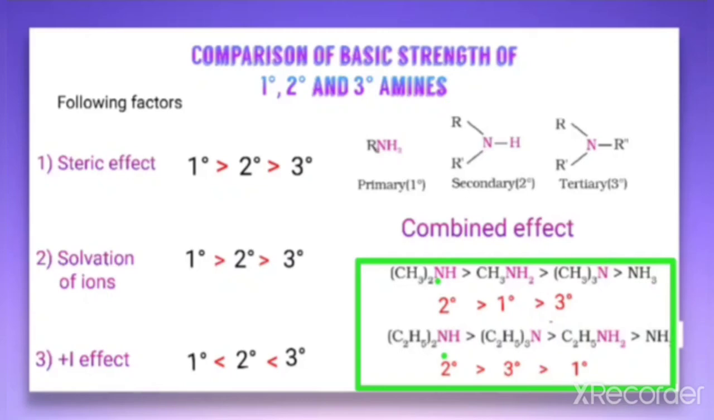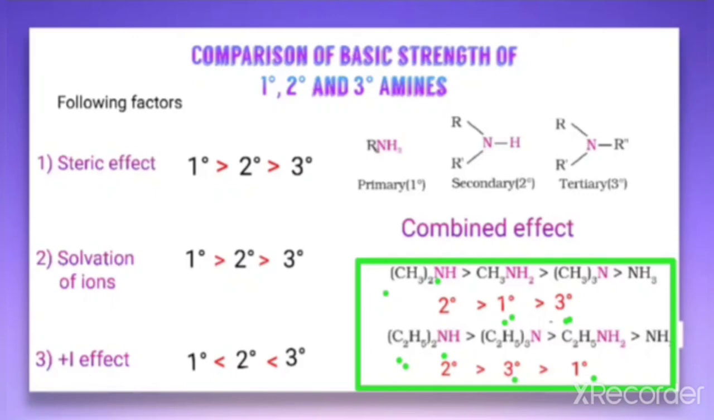But in the case of methyl group, because methyl group is a smaller group compared to ethyl, start with the smaller number, because 1 and 3 is remaining. So we start with the smaller one, that is 1, then the larger one, 3 degree. But the ethyl group is a bigger group compared to methyl. So start with the bigger number, that is 3, then 1.